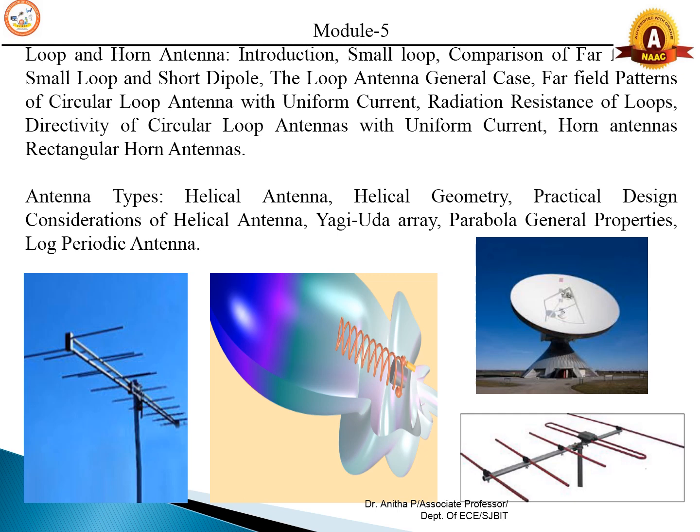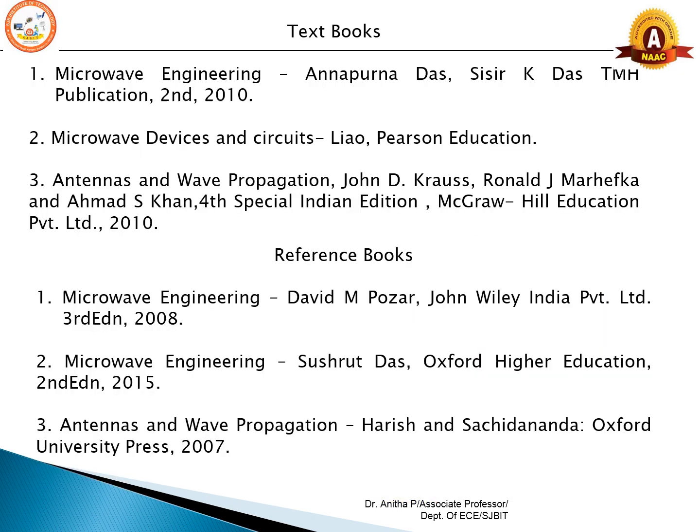Then in module 5, we have loop and horn antenna analysis, a detailed analysis of that, followed by different antenna types like helical antenna, horn antenna, Yagi-Uda antenna, parabolic dish antenna and log periodic antenna. All these antennas are used for different applications, followed by analysis of them.